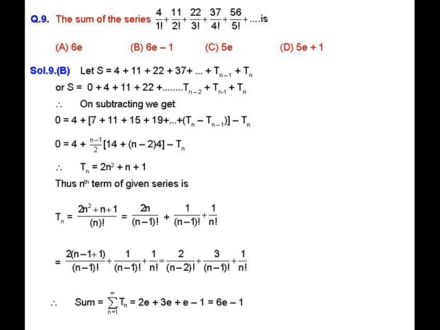Then when we evaluate this, we have 2 divided by n minus 2 factorial plus 3 divided by n minus 1 factorial plus 1 upon n factorial, and these are the well known exponential function series. So the sum of the series is equal to 2e plus 3e plus e minus 1. That is, we have 6e minus 1. So here the sum of the series is 6 times e minus 1. So here our option B is correct.